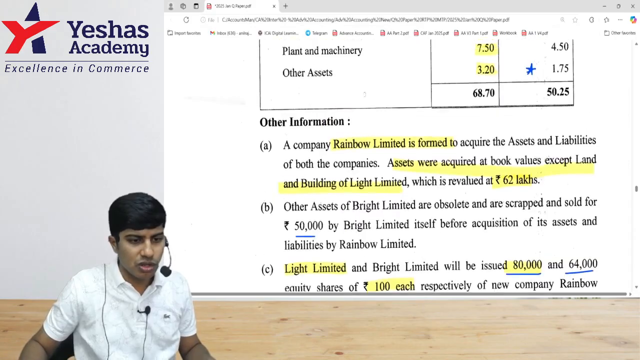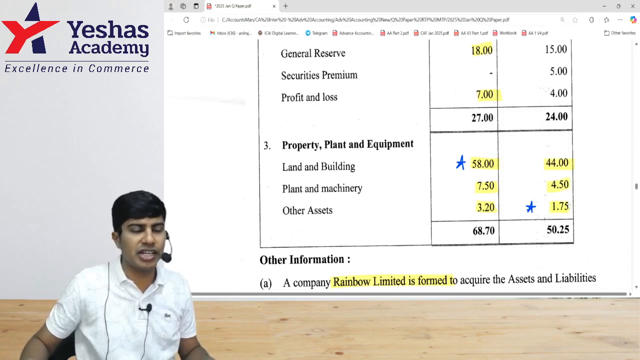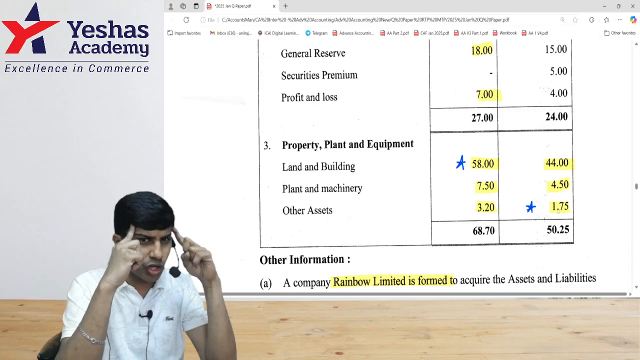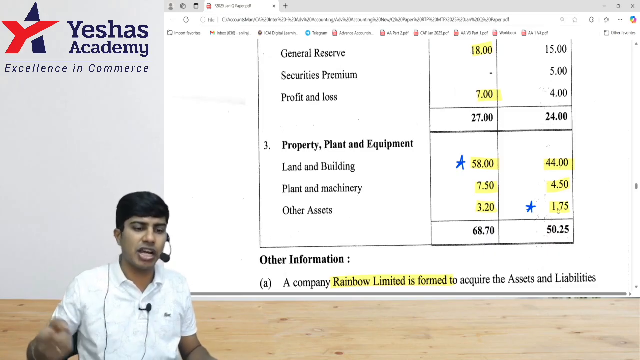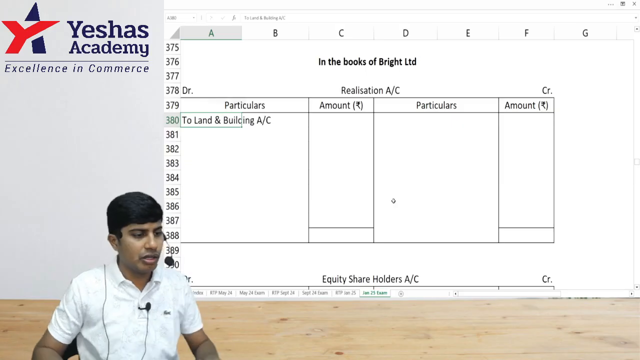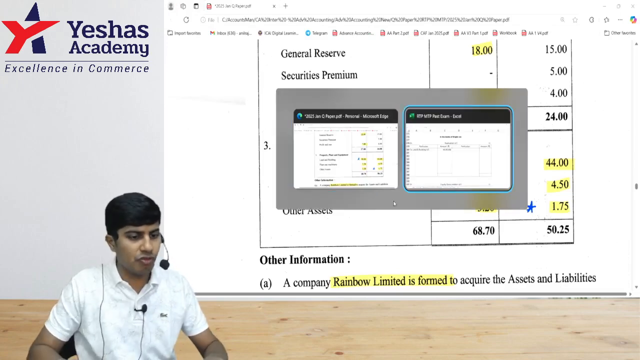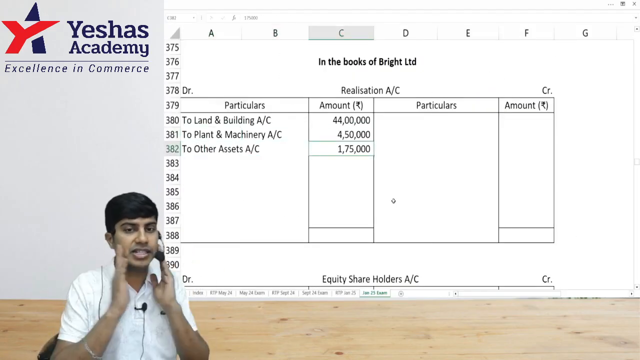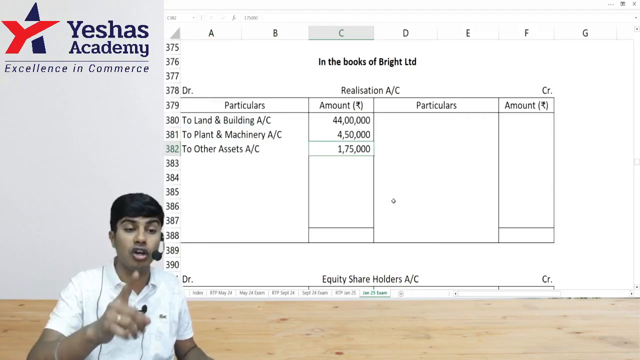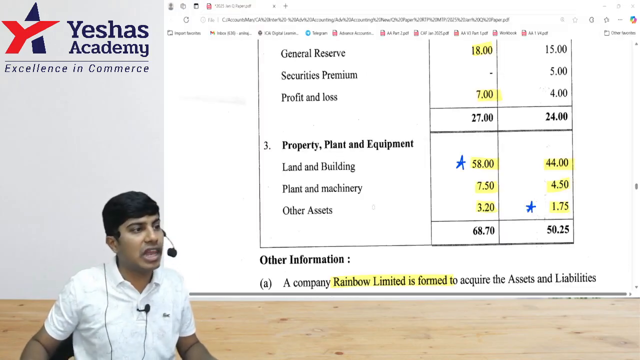Notes to accounts. What are the assets that we have? 44 lakh land and building, 4.5 plant and machinery, 1.75 other assets. Remember, all the assets, whether taken over or not, should be transferred to realization at book value. Entry is realization account debit to land and building 44, to plant and machinery 4.5, to other assets 1.75. Sir, but other assets is not taken over. Whether taken over or not, at book value, we should transfer. All the assets transferred.